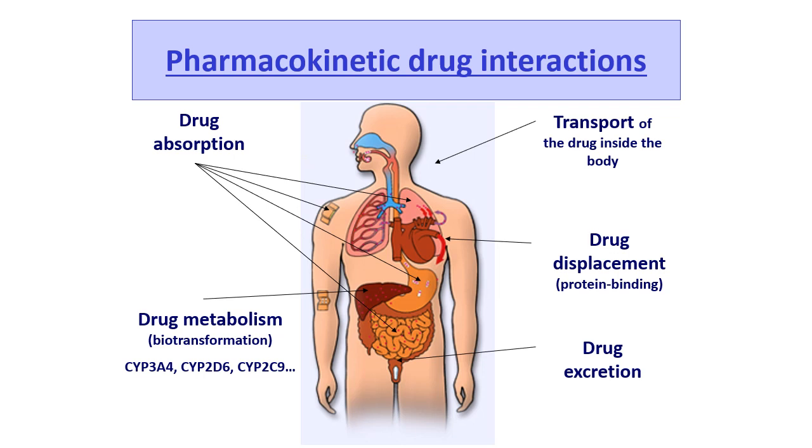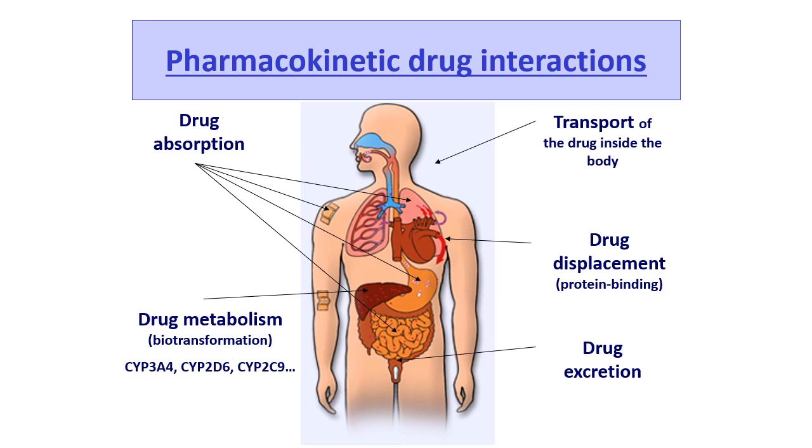Here it is shown on your left side, the drug at the level of drug absorption. Absorption is from lungs and from the muscles, by injection, absorption from the stomach, and the gut is very lengthy, and absorption is there. Then after the absorption, transport of the drug inside the body, then drug displacement.